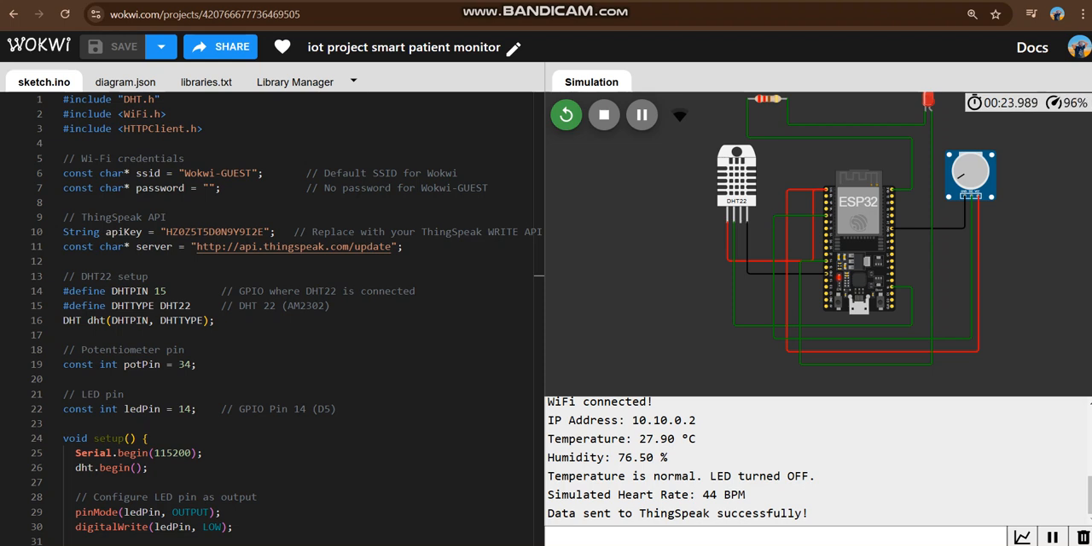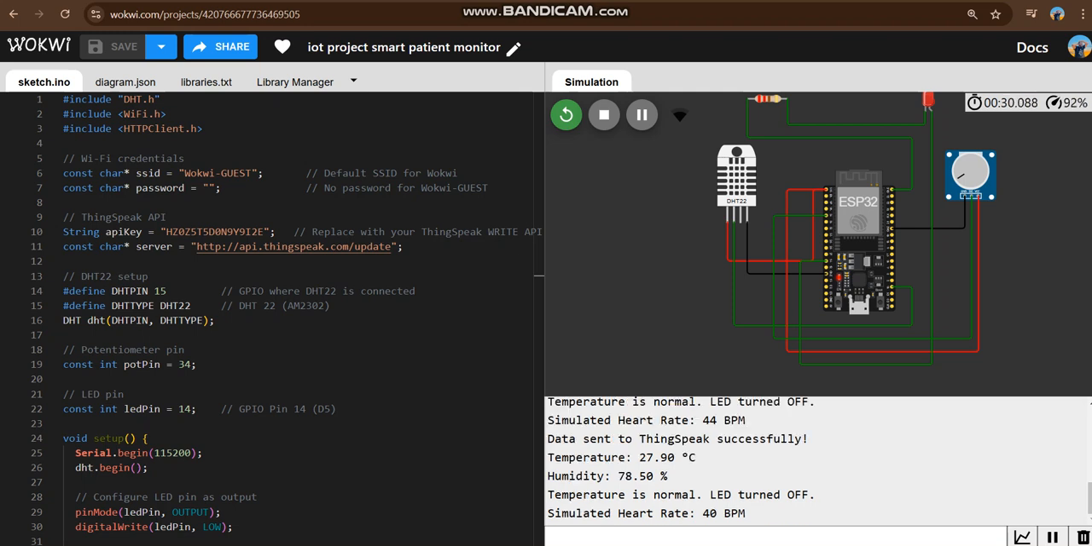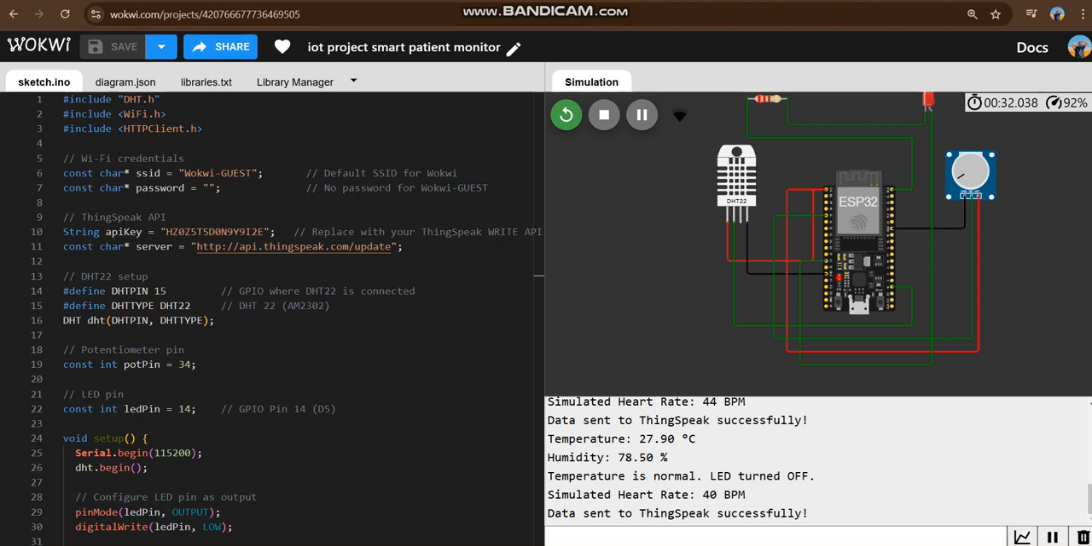So after the Wi-Fi is connected, the IP address will pop up here as usual. Okay, so the temperature I set to 27 is here, the humidity is 78. So the temperature is normal, the LED is not going to turn on. The simulated heart rate of the patient is 40 bpm. So data sent to ThingSpeak successfully.